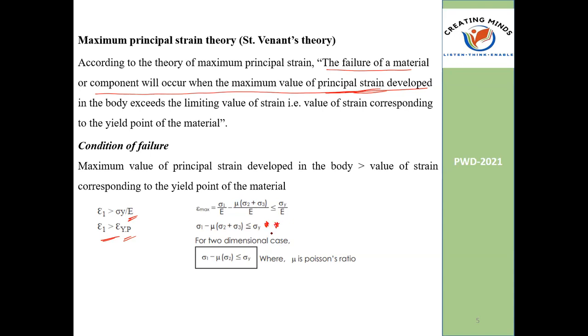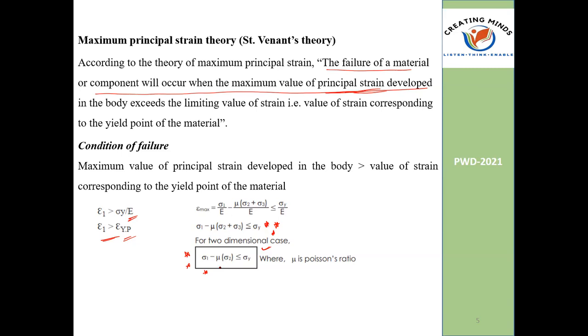Please try to keep in your mind at least this: sigma 1 minus mu times of sigma 2 plus sigma 3 less than or equal to sigma y. Or sigma 1 minus mu times of sigma 2 for the 2-dimensional case, since you are having only the 2-dimensional case. This is very, very important, whatever I have highlighted in the box.